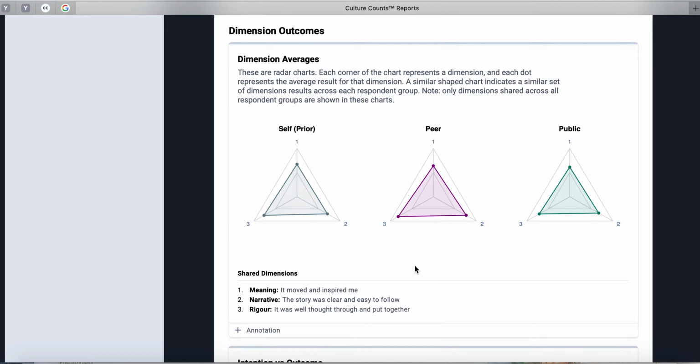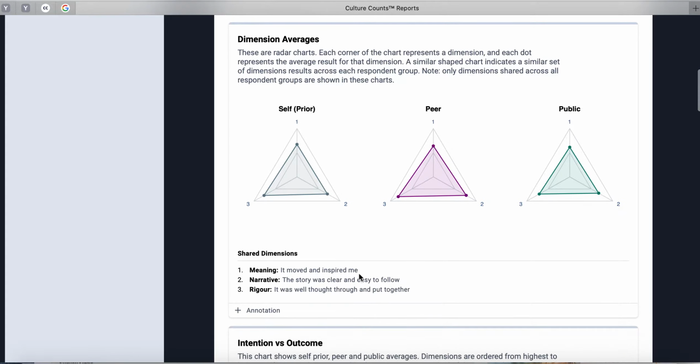So a radar chart is essentially a way of you quickly seeing to what extent people agree with a dimension. So remember that a dimension is a statement, as you can see here, meaning it moved and inspired me. Okay, and that is number 1. So you can also see number 1, 1, 1 along the tops.